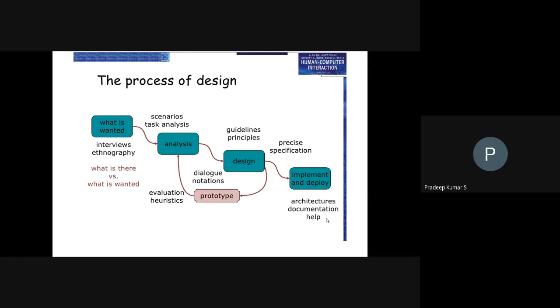One more thing I want to say: evaluation heuristic. Heuristic, you have already noted down, is to find out the solution for a given set of hypotheses. That is a heuristic.